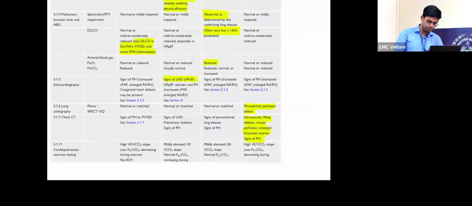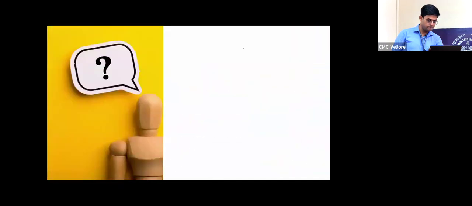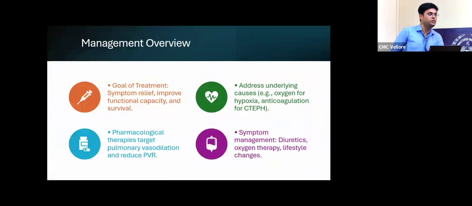Moving on to the management. So the goals of our management would be early diagnosis, providing symptom relief, improving functional capacity, and then the survival of the patient. Address the underlying cause of hypertension, like treating left heart failure and lung diseases optimally, and anticoagulating a CTEPH patient. Pharmacological therapy is mainly driven towards class 1 groups, with symptomatic benefit in advanced cases with diuretics. Long-term oxygen therapy when the saturation goes down to less than 60 millimeters of mercury.